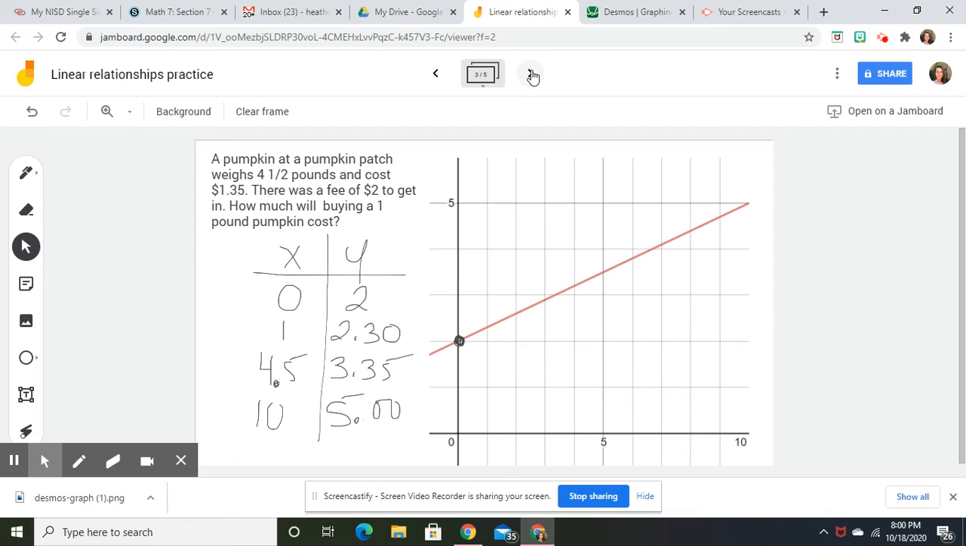1, 2.30, just slightly more than that $2 mark. And I'm going to skip over to 4.5. So here's our 4. Here's 5. So I'm going to go in the middle, 4.5. This says it's 3, so I'm going 1, 2, 3, and a little bit more. So that works. And our last one that we did was 10. Our 10-pound pumpkin is a $5 cost, so 10 up to 5. So if you build your table first, you will then be able to find the graph that matches, because you will typically be given a variety of graphs to look at.